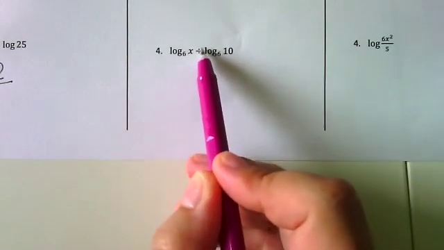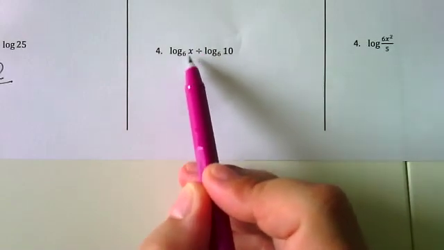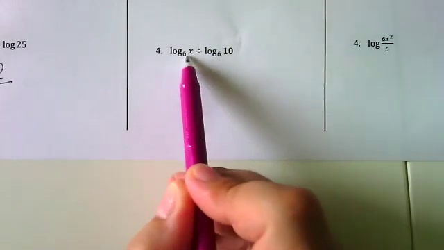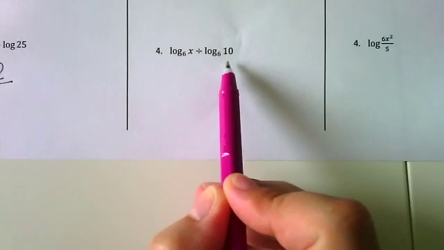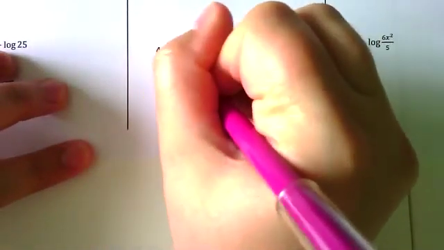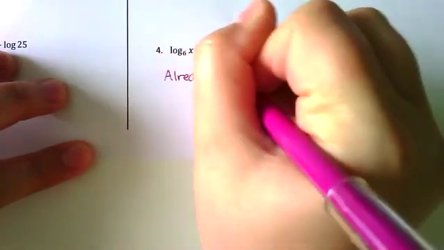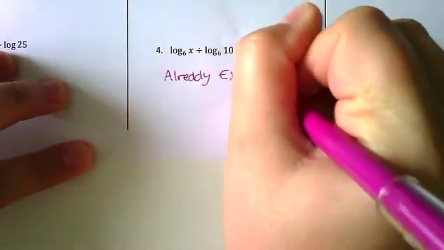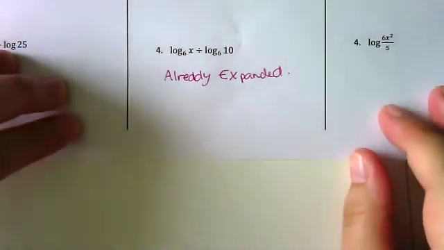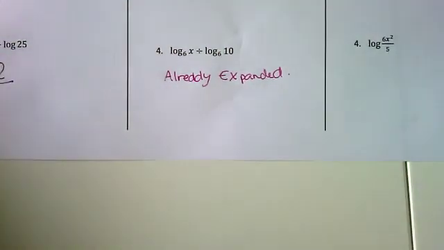So just because you see a division here doesn't mean you can change that to subtraction, because when you expand, you're only expanding 1 log. This is 2 logs here, so we can't expand it. So this is already expanded. And we can't simplify that anymore. Okay, so that's it for logs day 7.